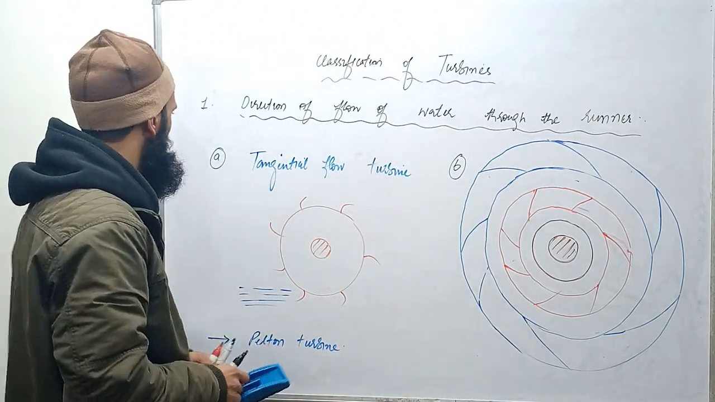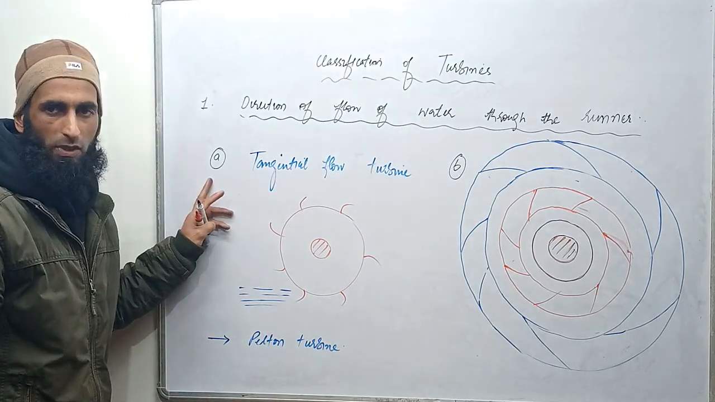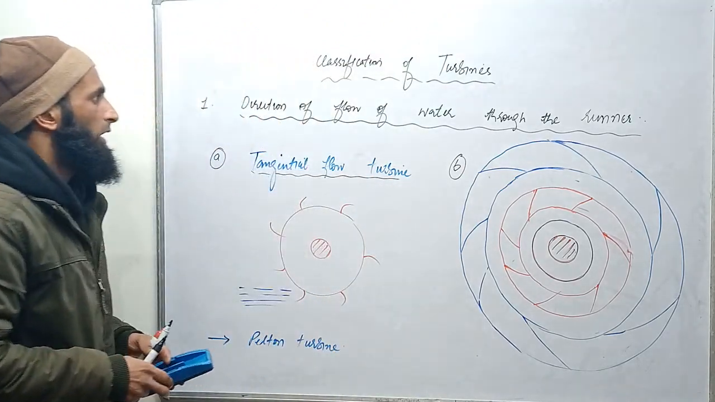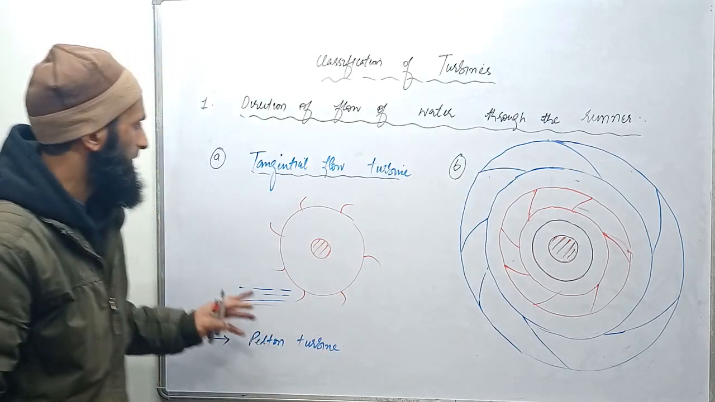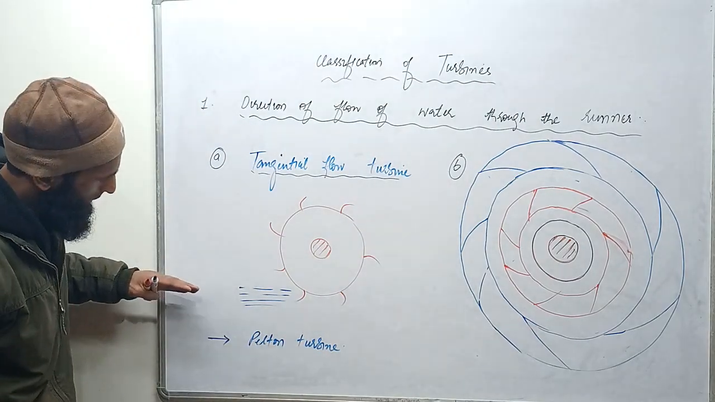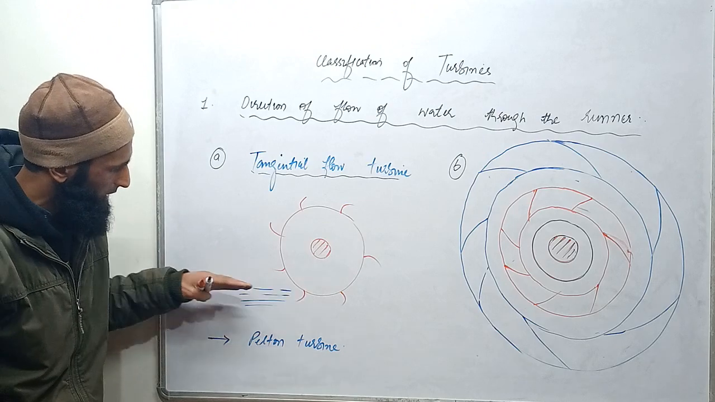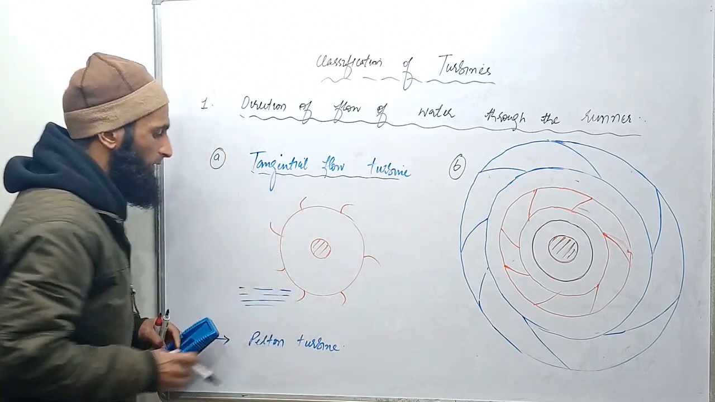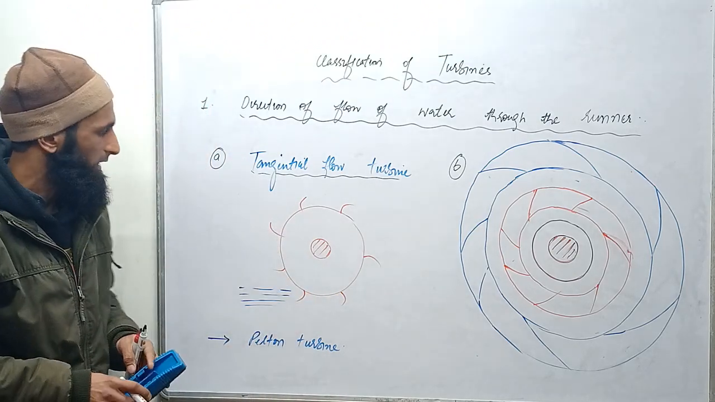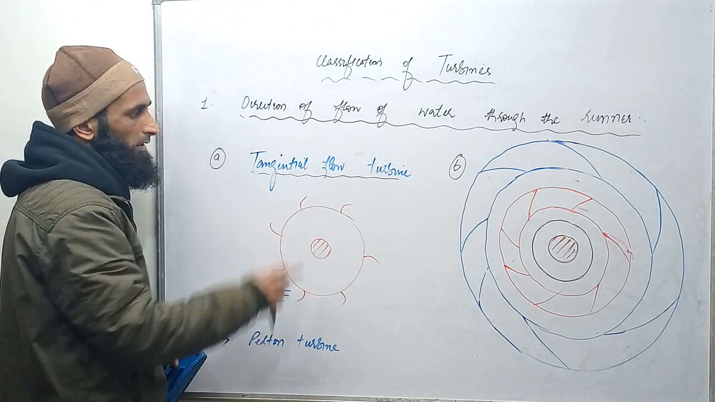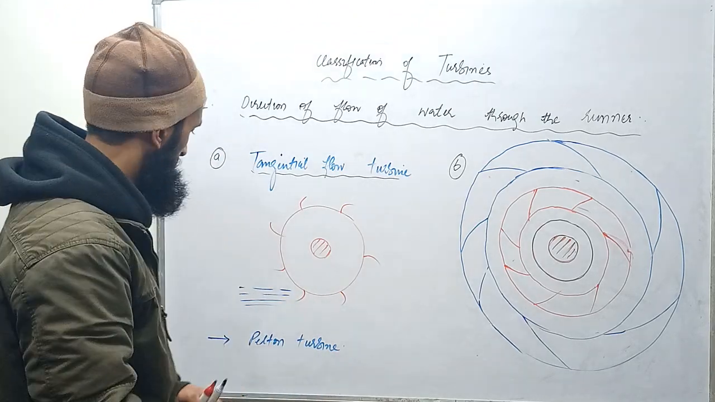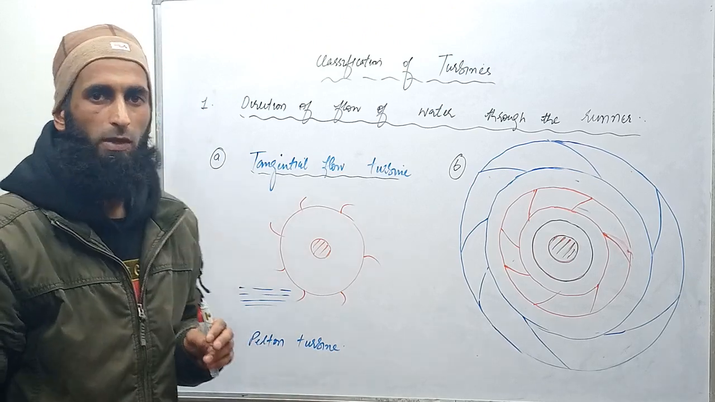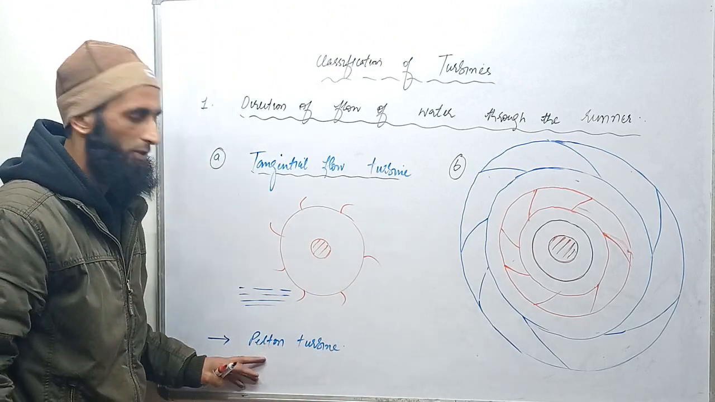I have already drawn them. So in this case, we have first type of turbine, that is tangential flow turbine. On the basis of direction of flow of water through the runner, we have tangential flow turbine. In tangential flow turbine, water strikes the runner tangentially. This is the runner, and these are the vanes on the runner. Water strikes the vanes tangentially. So when the water strikes the vanes tangentially, that turbine is known as tangential flow turbine. In this case we have an example of Pelton turbine. Pelton turbine is a tangential flow turbine that we are going to study in detail in next lectures.